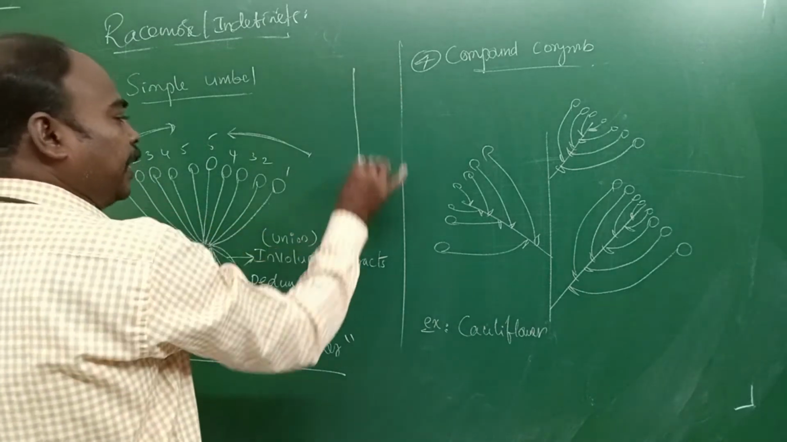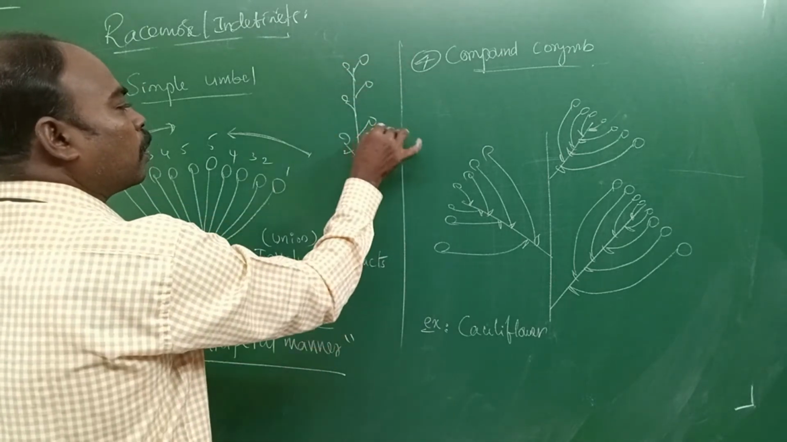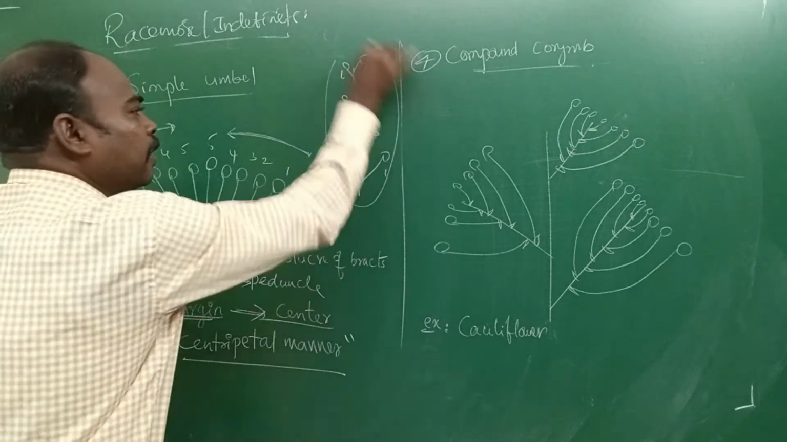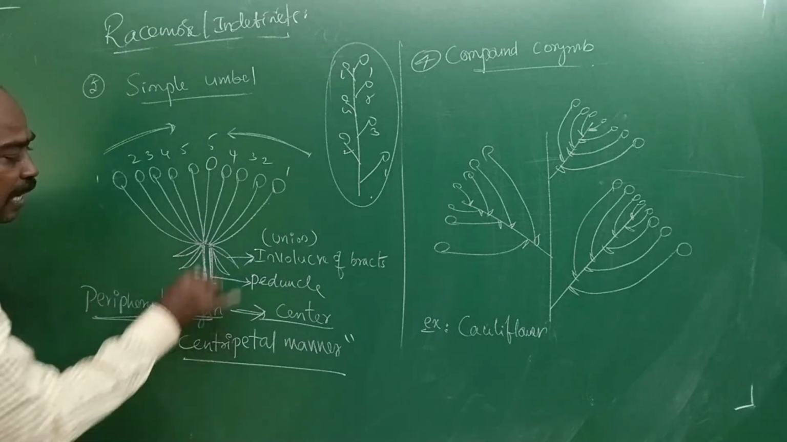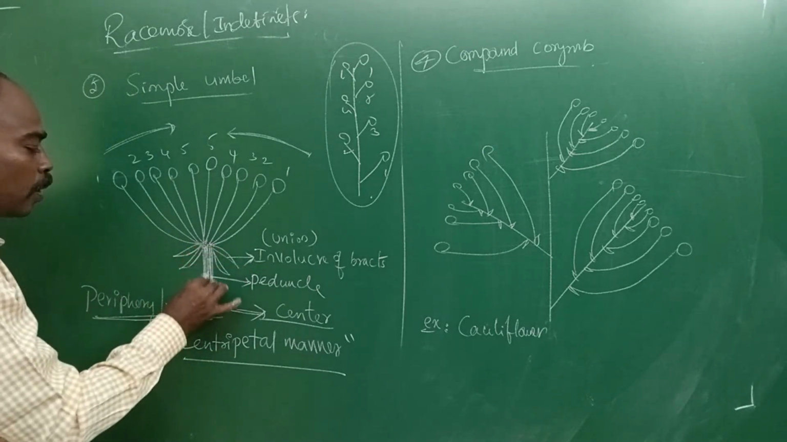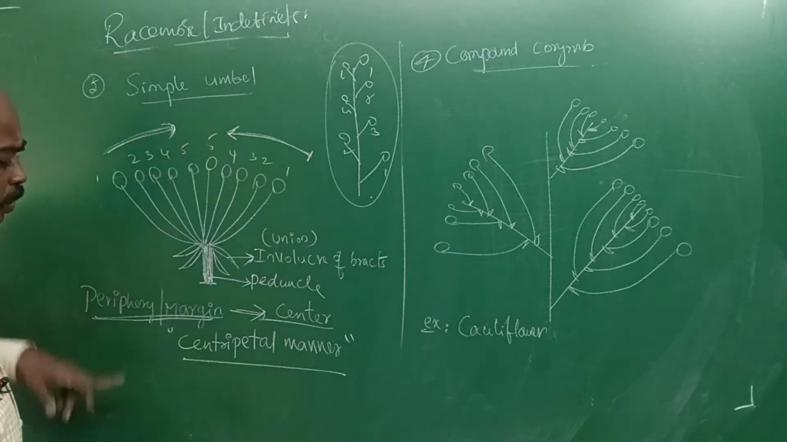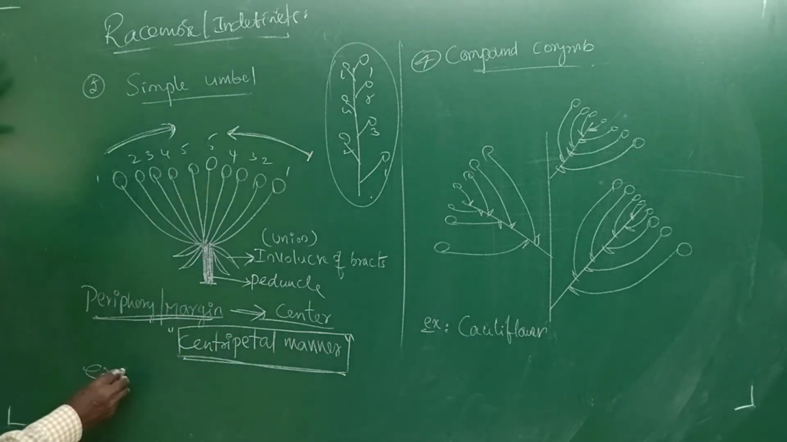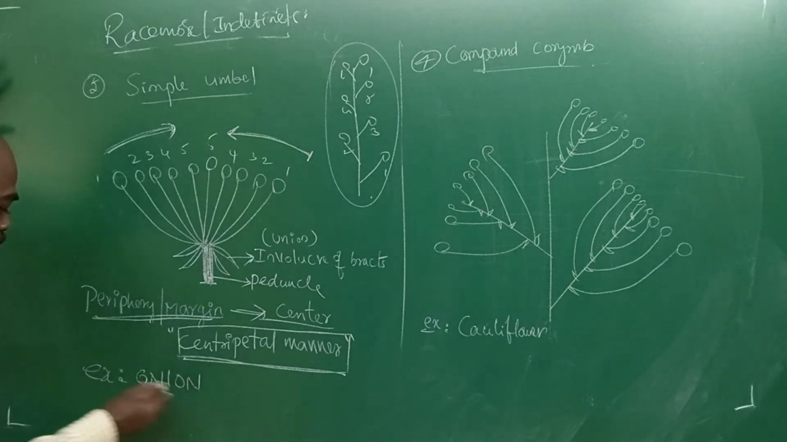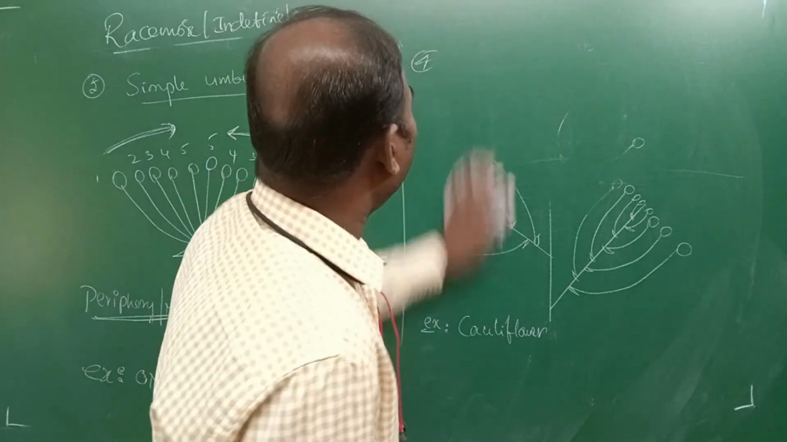So in the lengthened peduncles, flowers are developed from base to apex. What is it called? Acropetal manner. Here in the condensed peduncles, the flowers are developed from margins or periphery to center only. So it is called centripetal manner. Found in onions. What about a compound umbel?